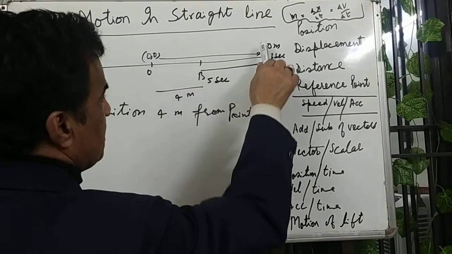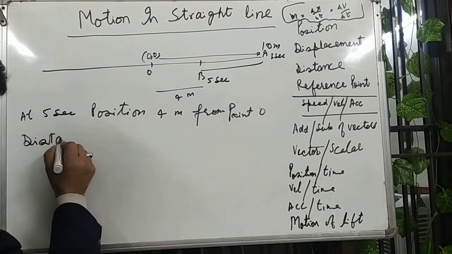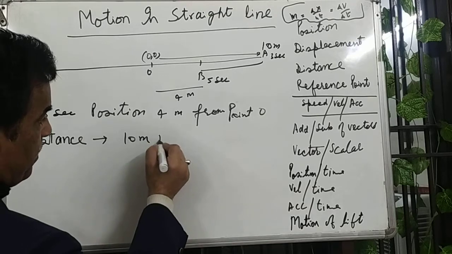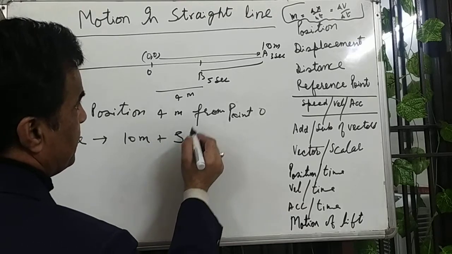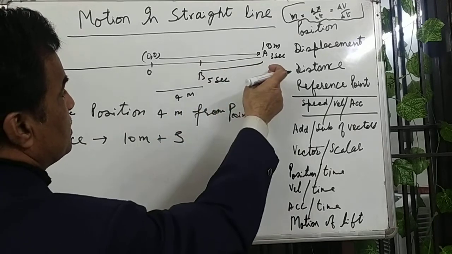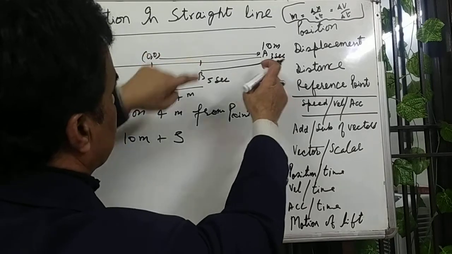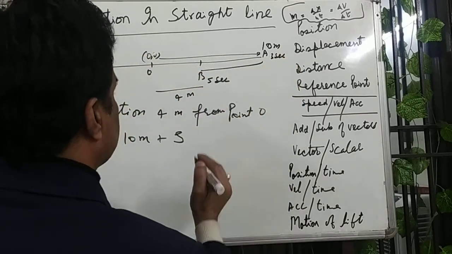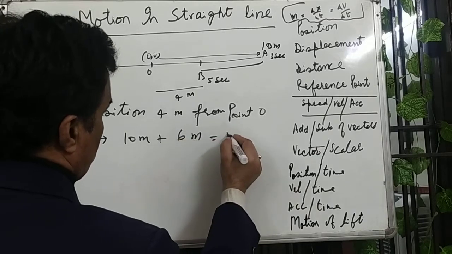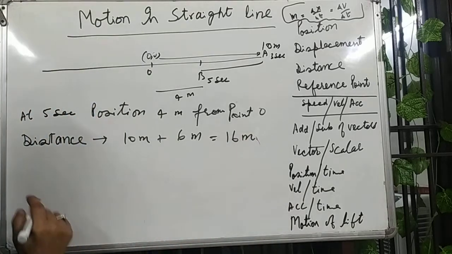Distance is this length plus this length. That is, distance is 10 meter plus 5. Sorry, this is 4 meter, so this length is 6 meter. So 10 meter plus 6 meter, total 16 meter. 16 meter. Now displacement.